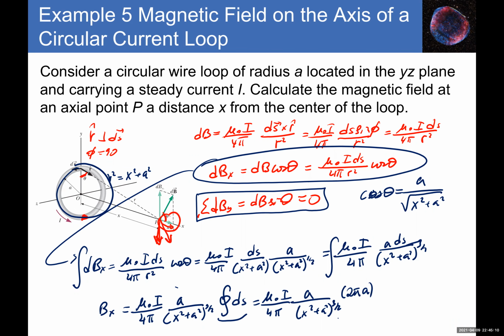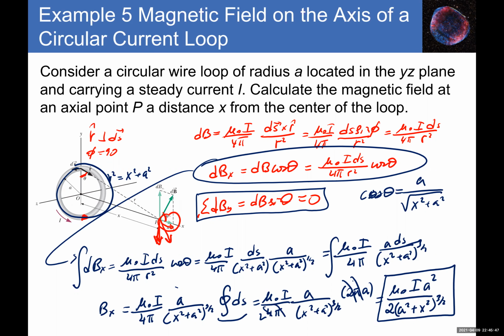Okay. Which means my expression will be mu naught times I a squared over 2 (a squared plus x squared) to the 3 halves. So the 2 is going to cancel with that, just gives me 2. Pi is going to cancel out with that, and that's going to be my expression. So this will be the magnetic field at point P along the x-axis. That means I have some finite distance x from the center of the loop.